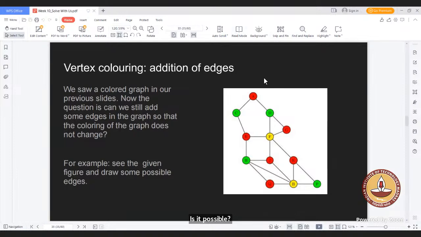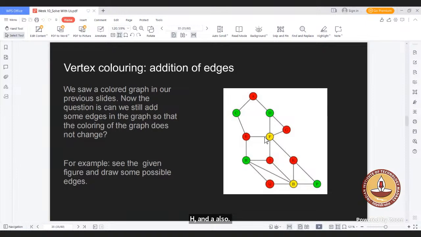Can someone tell me? Yeah, it's possible. G and P. G and D is already connected, right? G and P, E, F, E and F. Yeah, G and P is correct. And E and D, right? Yes, E can be connected. A and F. H and F also. Yeah, H and F.